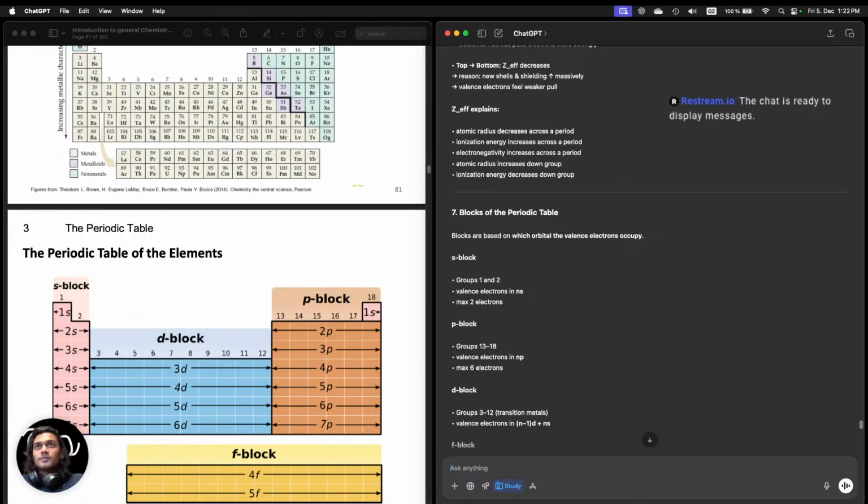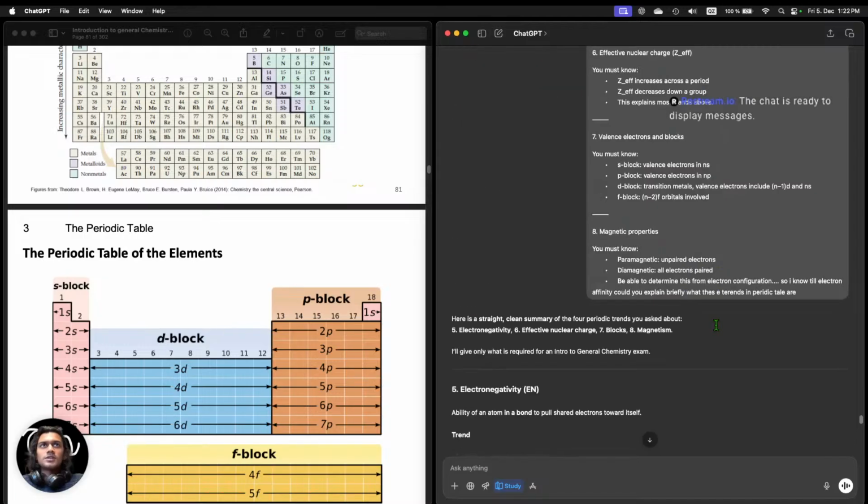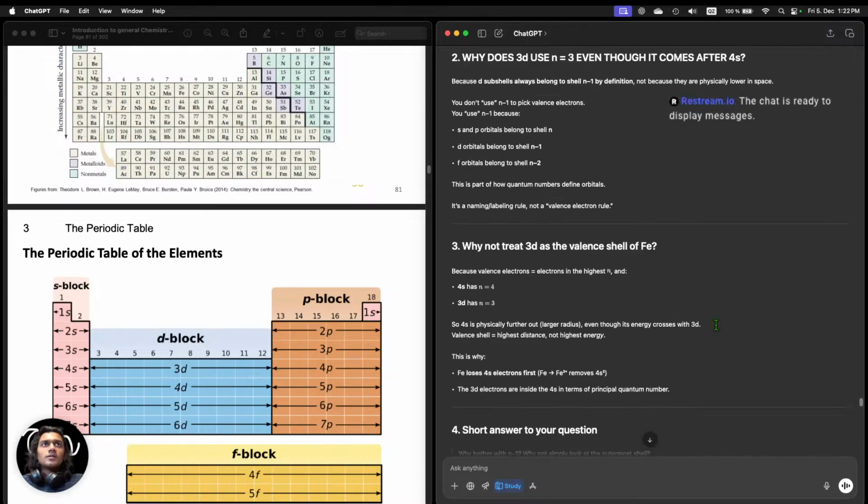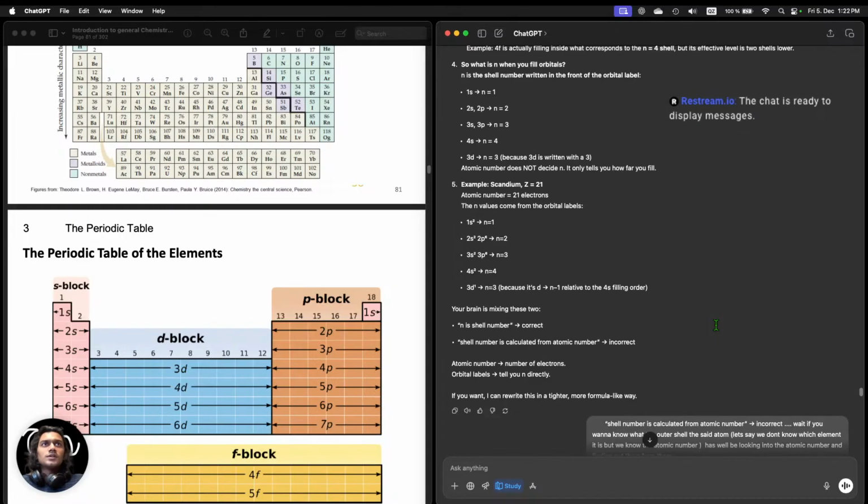I guess, but I'm still confused. There should be something between atomic radius and electronegativity. I feel like I missed something. What was it? What was it?